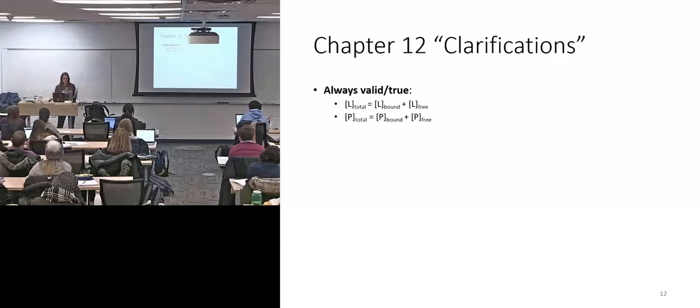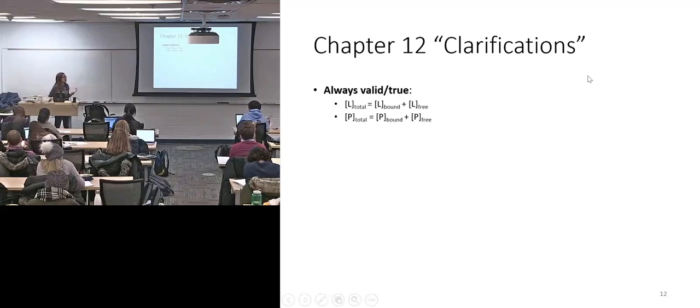Of clarifications from chapter 12. I don't think I put these on the equation sheet. These might be useful for you to write down. Total concentration of ligands and total concentration of your protein, your receptor, whatever it's binding to, would always be given by whatever amount was bound up and whatever amount was free-floating and is not bound.